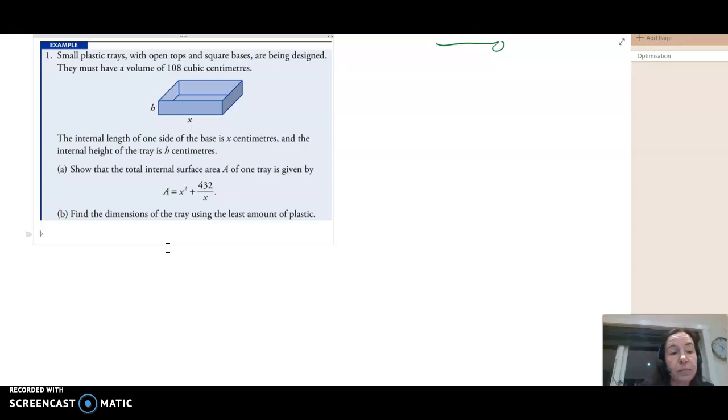So in this example, small plastic trays with open tops and square bases are being designed. They must have a volume of 108 cubic centimeters. So the internal length of one side of the base is X, and the internal height of the tray is H. So they've given us a diagram in this one. Please use the diagram though. You can scribble on it, do whatever you need to do. Show that the total internal surface area of one tray is given by that. Well, what I would like to have is H in terms of X.